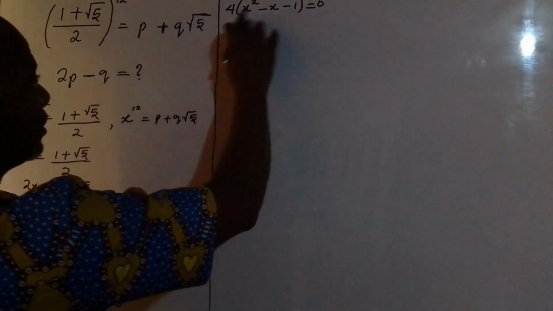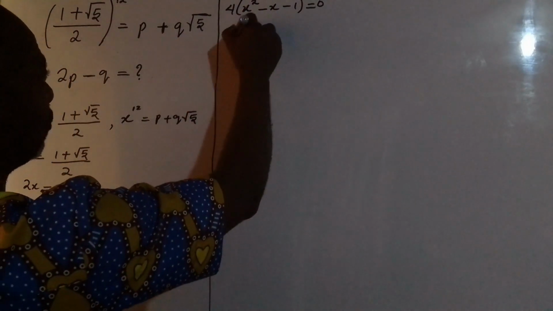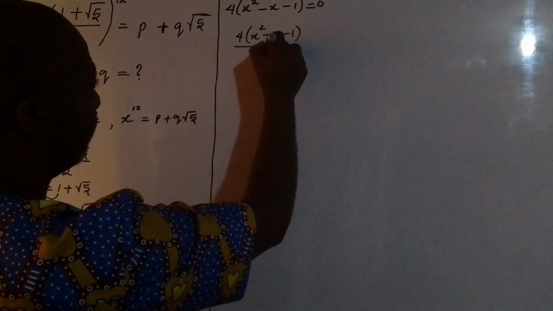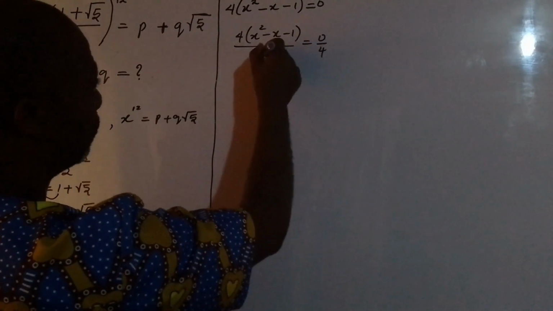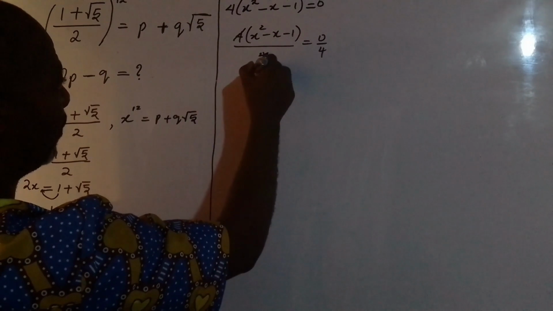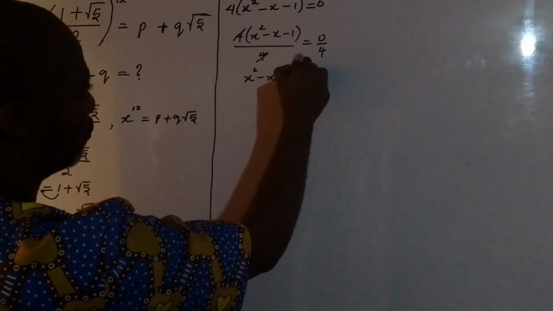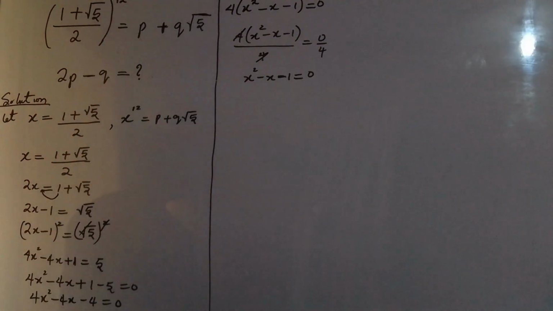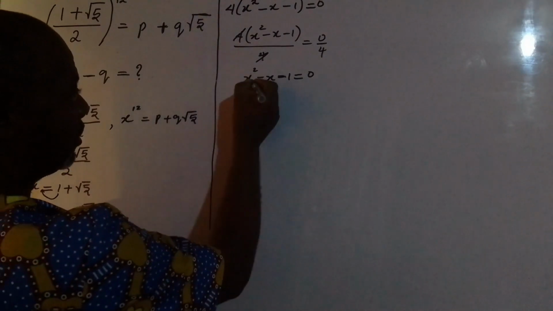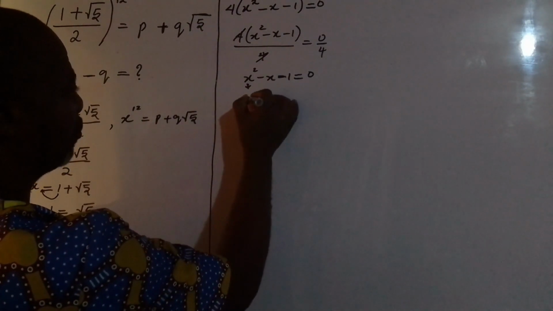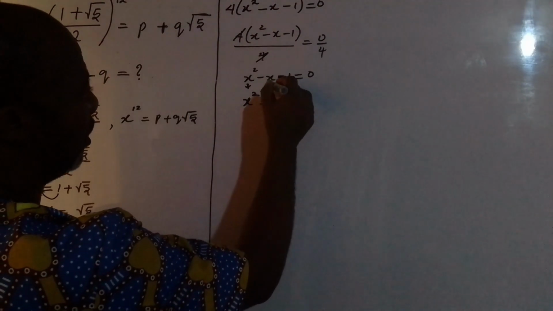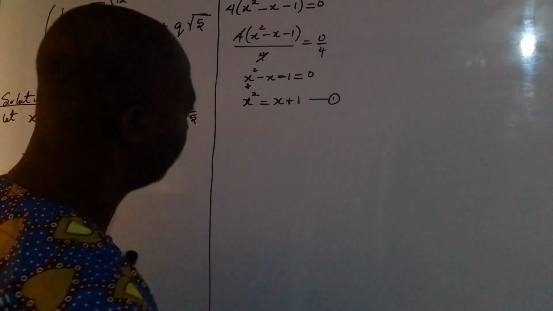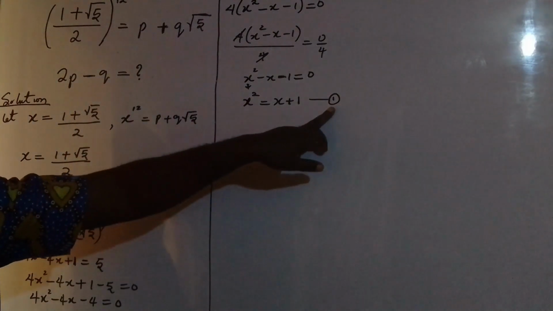So I can divide this through by 4. So I have 4(x^2 − x − 1) divided by 4 equal to 0 divided by 4. So this and this will go. We have x^2 − x − 1 = 0. Whatever 0 is divided by will always equal 0. So from here, I'm going to get an expression for x^2. So x^2 will give me x + 1. I'm going to call this equation 1. I just keep it there.